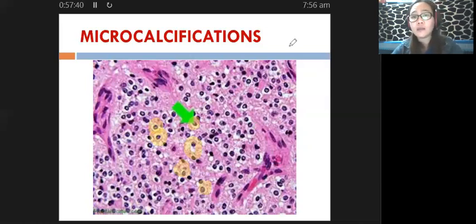Is there anything that we can do if, for example, microcalcifications are detected during examination? Wala. There is no remedy for that, because you have already prepared your slides. So there's nothing that we can do already. Okay? We cannot remove your microcalcifications kasi nga, na-stain na sila. Your slide had undergone all of the steps in tissue processing already.